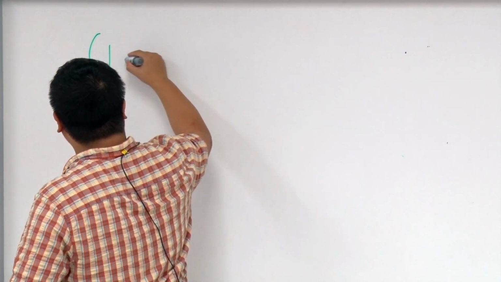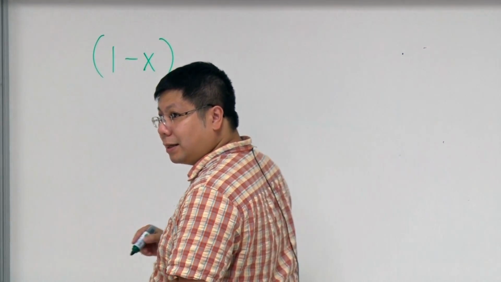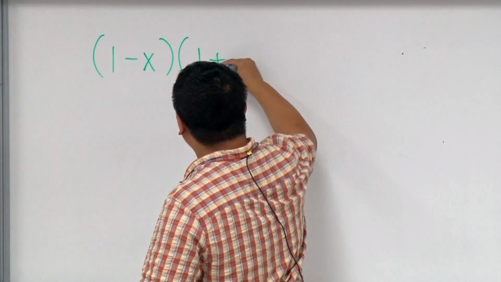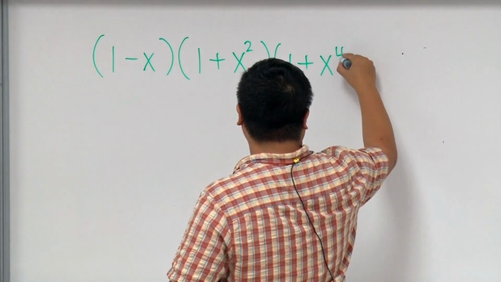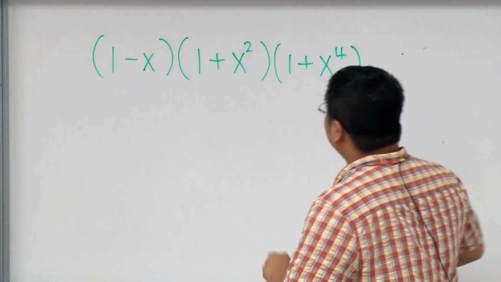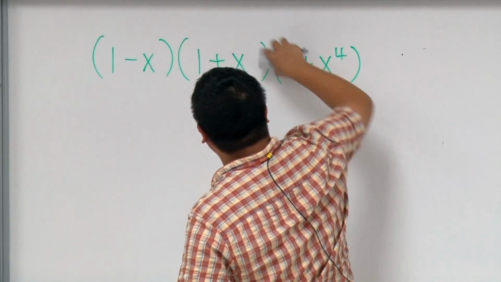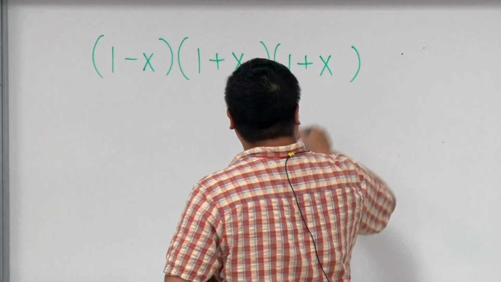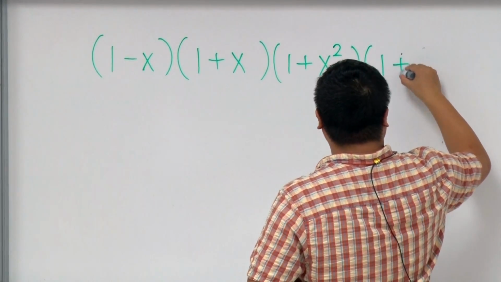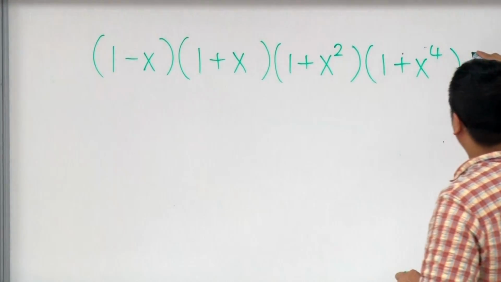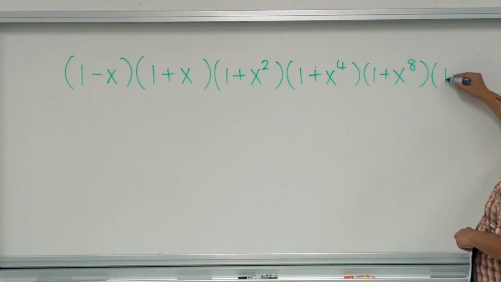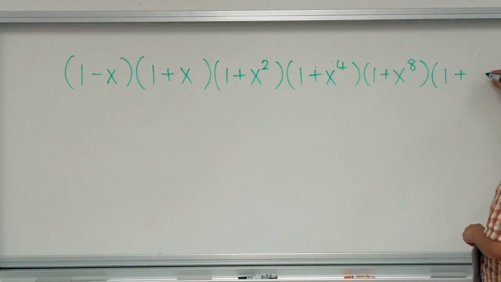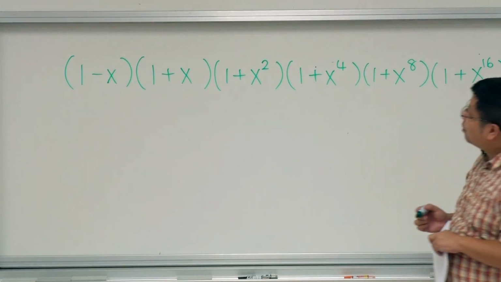First of all, consider this thing, 1 minus x. Let's multiply this with 1 plus x, and then multiply with 1 plus x squared, and then 1 plus x to the power 4, and then 1 plus x to the power 8. So all of them, the power of x is going to be powers of 2. 16 and so forth. And we want to find out what it is.